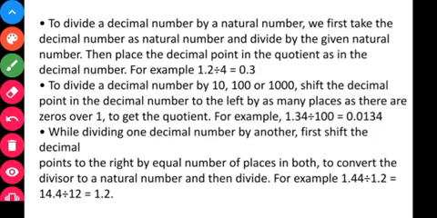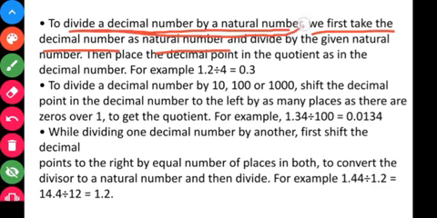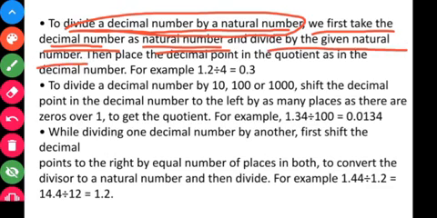Now next, for division. Now to divide a decimal number by a natural number. So which case, to divide a decimal number by a natural number, we first take the decimal number as a natural number and divide by the given natural number. Okay, so first we take the decimal number as a natural number and then we divide, and then place the decimal point in the quotient as in the decimal number.